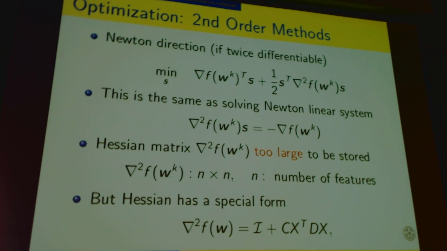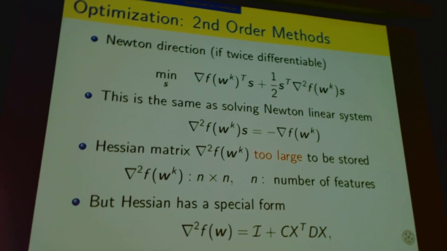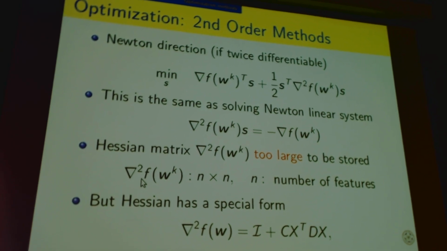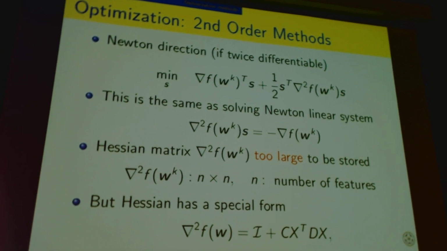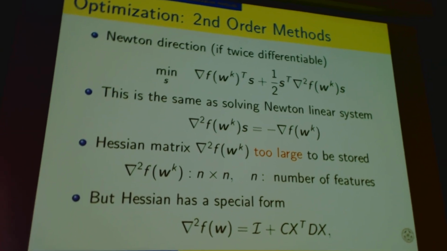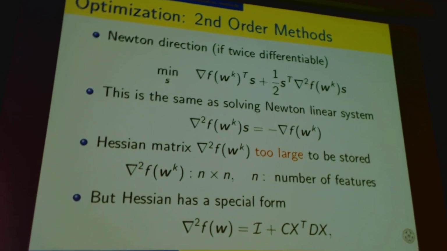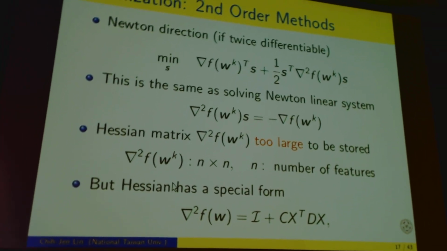Suppose we are able to solve this Newton linear system, then we'll get a direction, and we can update W. Unfortunately, this Hessian matrix is simply too large to be handled. What's the size of this Hessian matrix? It's the same as the dimensionality of W, that means the same as the number of features. So it's n by n, and n is the number of features. If you have 1 million features, then you are going to handle a 1 million by 1 million matrix, which is almost impossible.